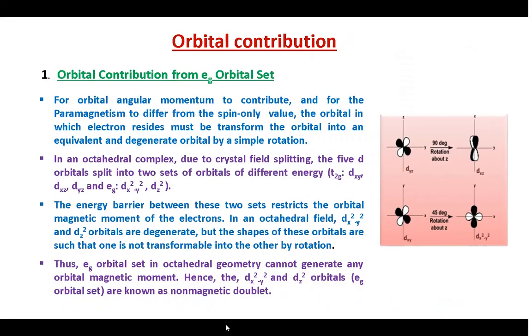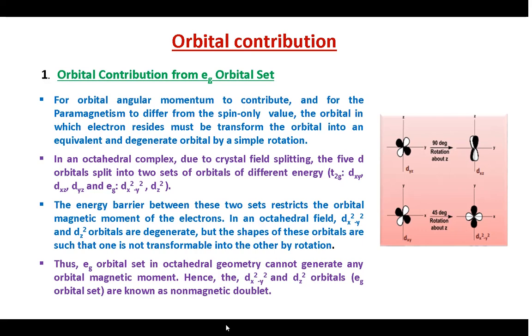Orbital contribution. First one is orbital contribution from the eg orbital set. For orbital angular momentum to contribute, and hence for the paramagnetism to differ significantly from the spin-only value, the orbital in which the electron resides must be transformable into an equivalent and degenerate orbital by a simple rotation. It is the rotation of electrons which induces the orbital contribution.